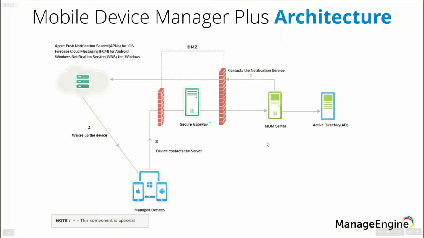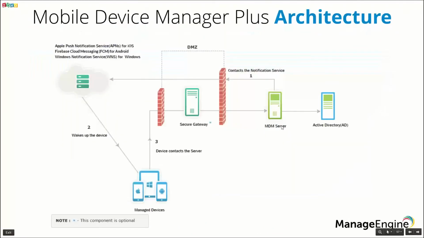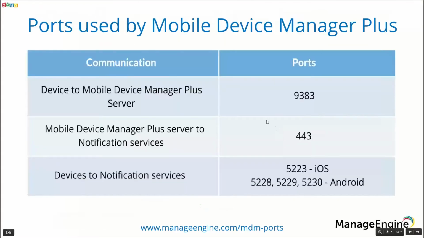And moreover, you might need to allow this list of ports when you go with the on-premise model. So the device will use 9383 ports to contact the server, and 443 between the server to the notification service, and device notification service will happen through these ports. And you can also know more about the inbound and outbound port information under the below mentioned URL.